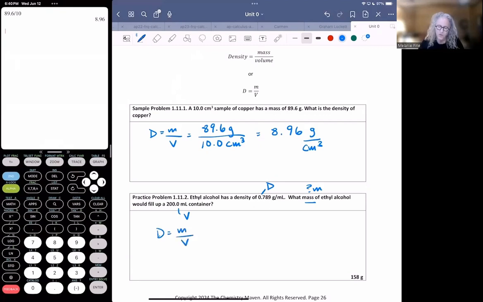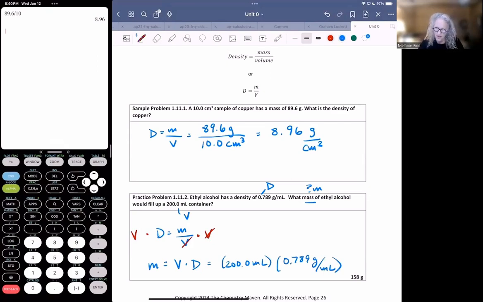Since we're solving for mass, we need to get mass by itself. Right now, mass is being divided by volume. So to get mass by itself, we're going to have to do the opposite of dividing by volume, which is multiplying by volume. And what we do to one side of the equation, we do to the other. So our equation becomes mass equals volume times density, which is 200.0 milliliters times 0.789 grams per milliliter.